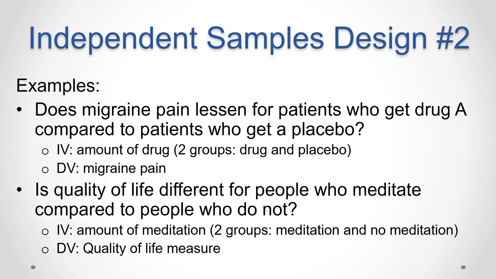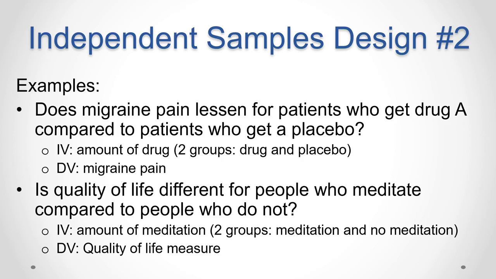Here are 2 more examples. 1. Does migraine pain lessen for patients who get drug A compared to patients who get a placebo? The independent variable is the amount of drug with 2 independent groups, drug and placebo. The dependent variable is measure of migraine pain.